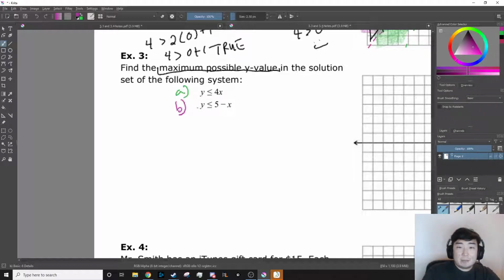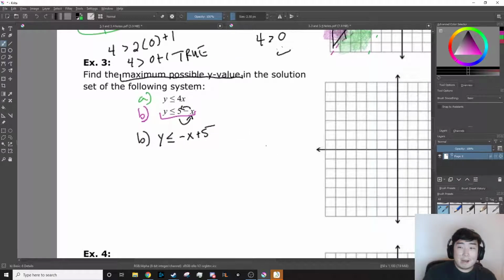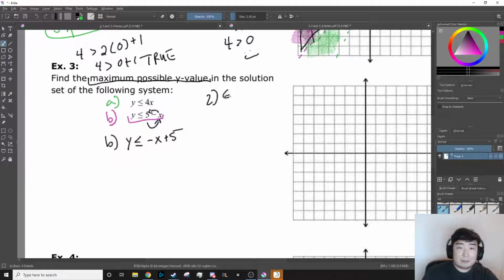If anything, inequality B would be really hard to graph, and the only reason why is because it's not in standard form. So I need to put my x in the front. These need to switch like this. So inequality B is going to be y is less than or equal to negative x plus 5. Now I can do step 2, which is graph.